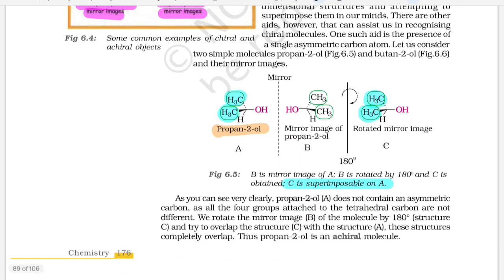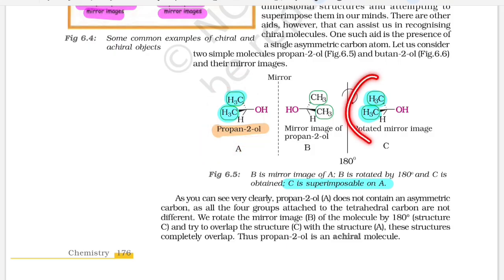Let us see the two examples they have given here. The first example is propan-2-ol. Check whether it is optically active or not. How will you check? As I said just now, see whether the carbon atom is attached to four different groups or not. This is the carbon atom. See, these two are similar and these are different. All four should be different, only then it is optically active. But here these two groups are similar, therefore this is not an asymmetric carbon, so it will be optically inactive and superimposable on its mirror image.